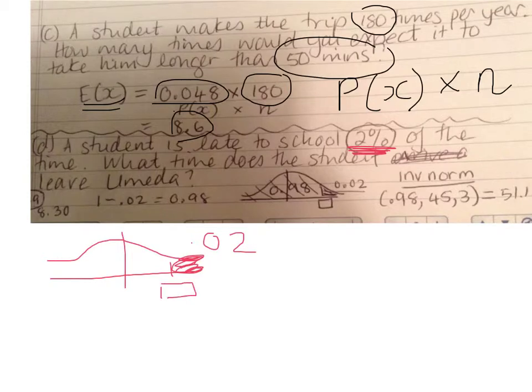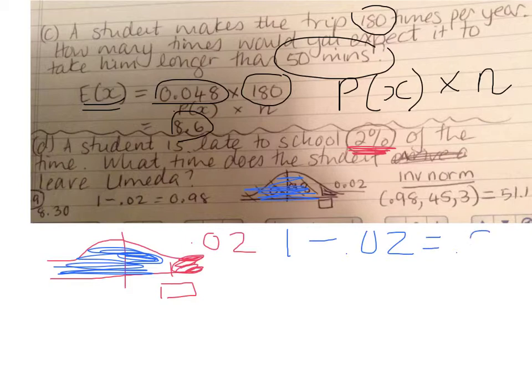Now, one thing that's unusual about inverse normal is it only does to the left of the graph. So we have to convert that 0.02 to a value on the left. The whole curve adds up to 1, so the blue bit is 1 minus 0.02, which is 0.98. So now we know the blue area is 0.98, we just need to find the value down here.